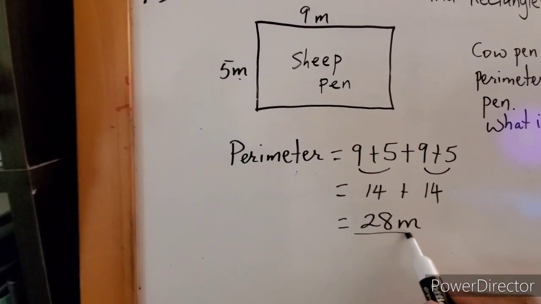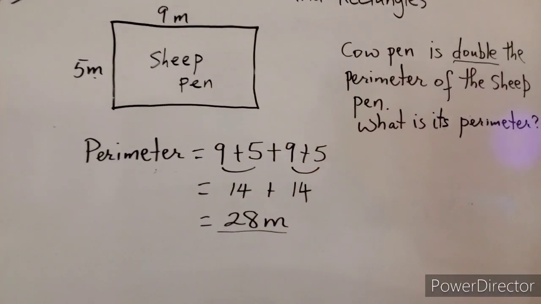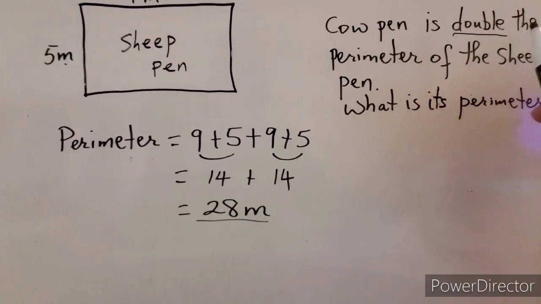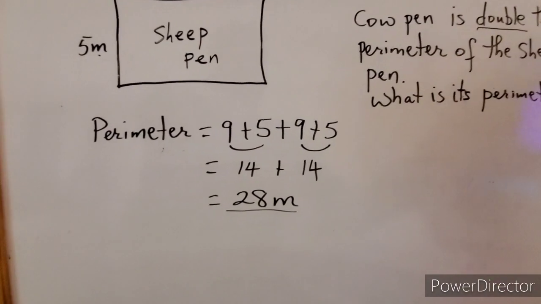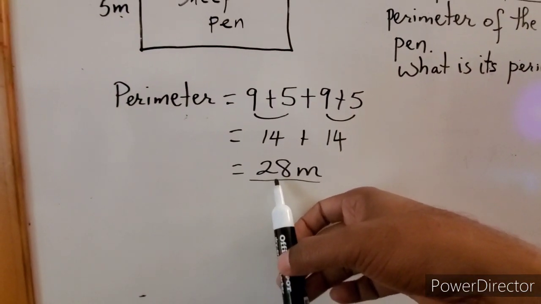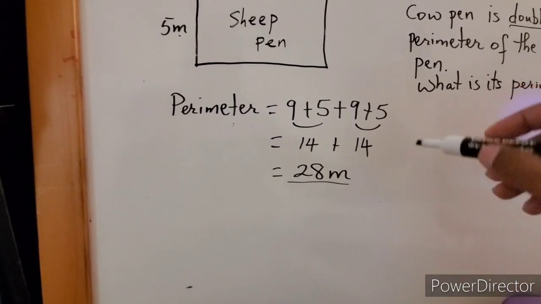Okay, it's 28 meters. Let's find out how much the perimeter of the cow pen is, because it says that the cow pen is double the perimeter of the sheep pen. What is it? The sheep pen's perimeter is 28 meters. What is 28 meters doubled? When you double this, what do you get?